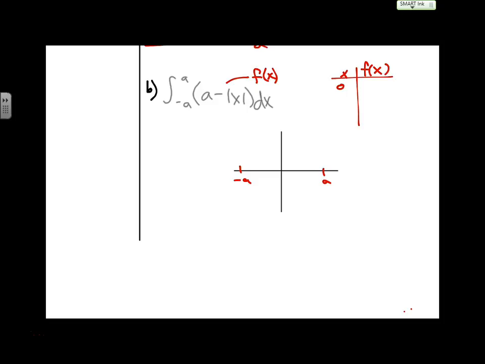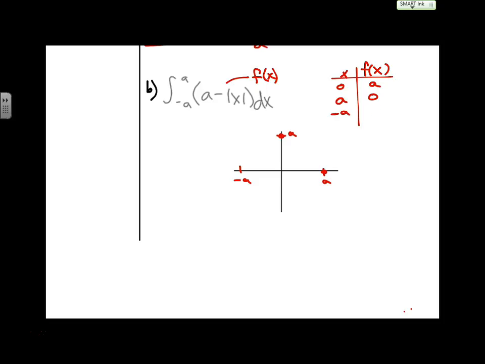Plugging in 0. What's a minus 0? A. Alright, well we know it's at a at 0, right? Oh, because I plugged in f of 0, and f of 0 is a y value, right? So when x is 0, y is a. The point 0a. Is there anything else I can plug in? Wait, what if I plug in a? 0. Ooh, that's 0. So look, he's down here.